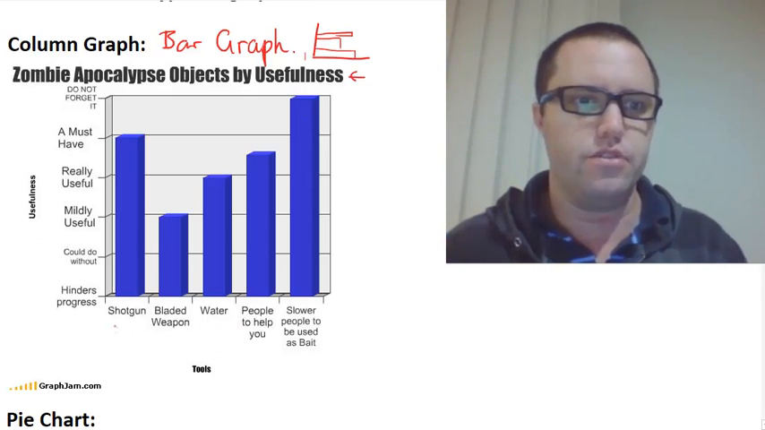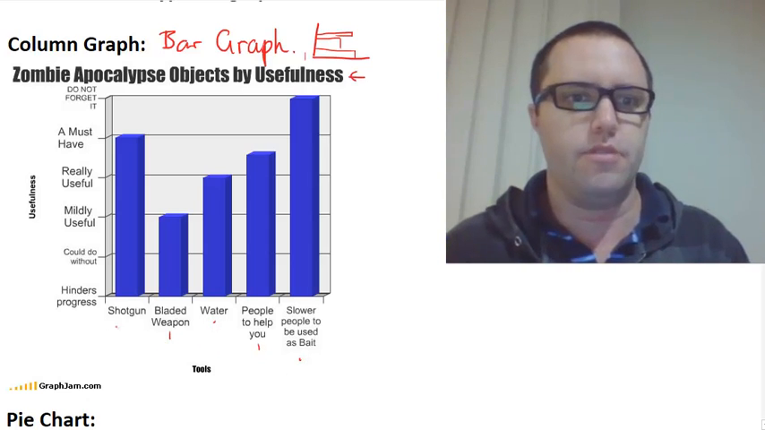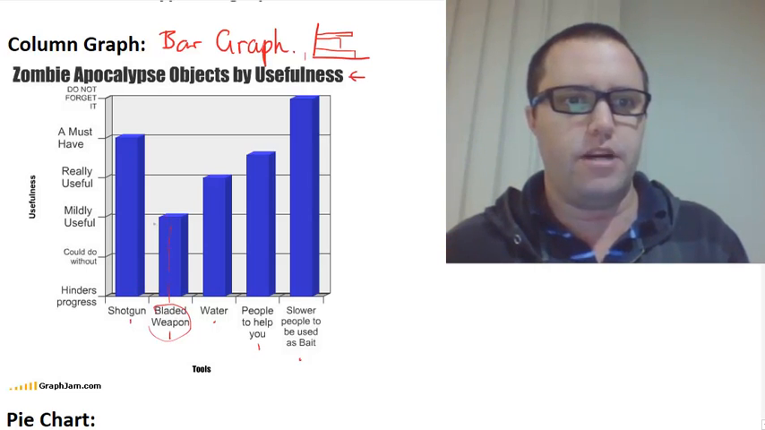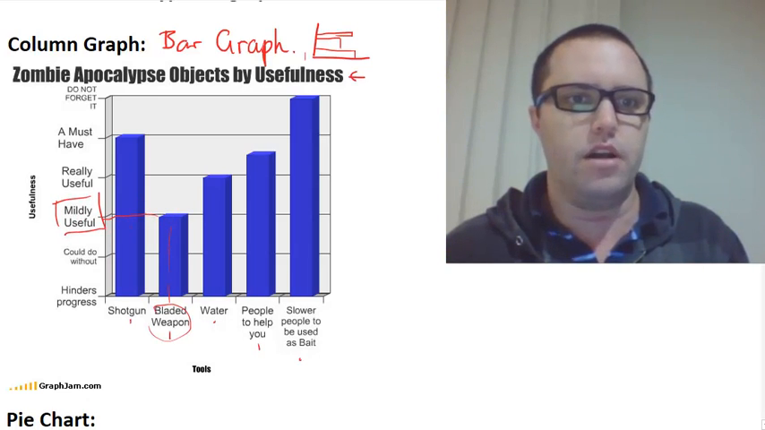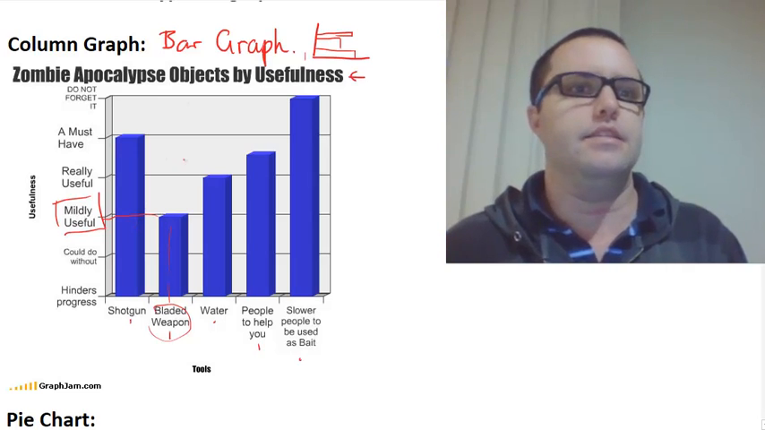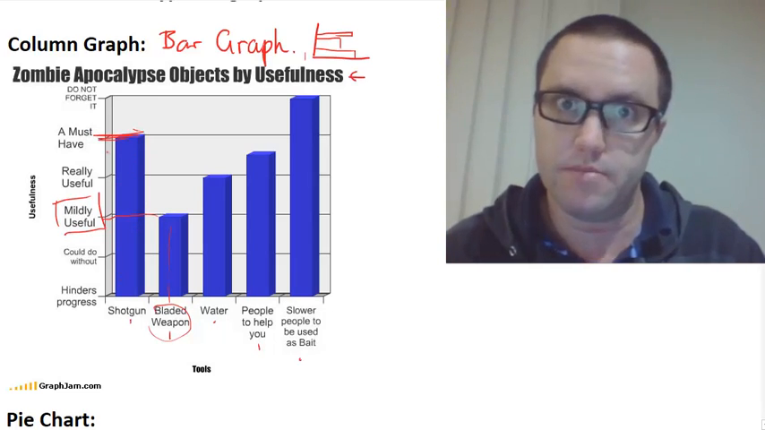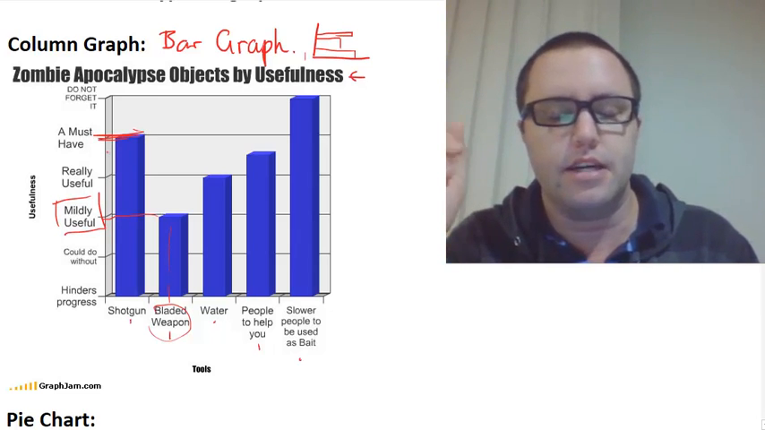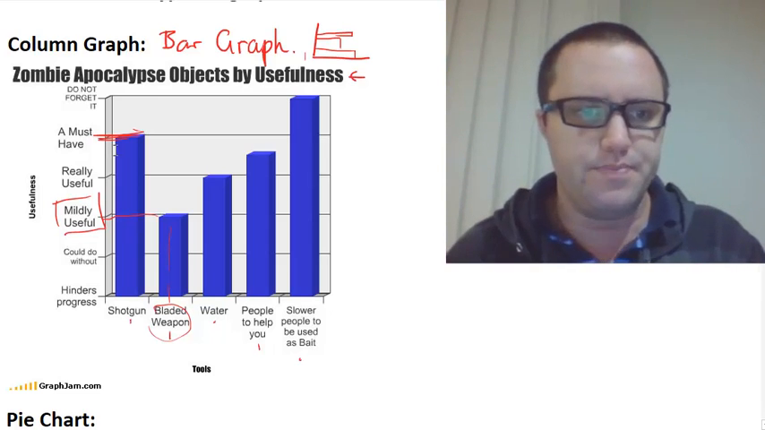Not always so ridiculous as this one, but essentially you look at your different axes. So here we've got the tools: so shotgun, bladed weapon, water, people to help you, slower people to be used as bait. And so if we're looking at bladed weapon, we follow its column up, look across, and we see that according to this graph, it is a mildly useful thing. And for instance, a shotgun is a must-have in a zombie apocalypse. Okay, so that's how we read our column graphs. You've probably done this a lot and had experience, not zombie apocalypses, bar graphs and column graphs.